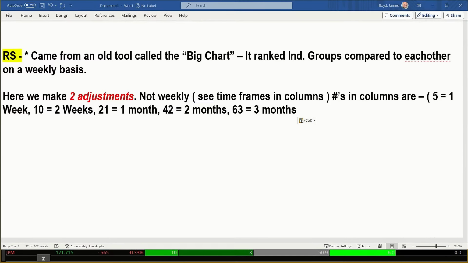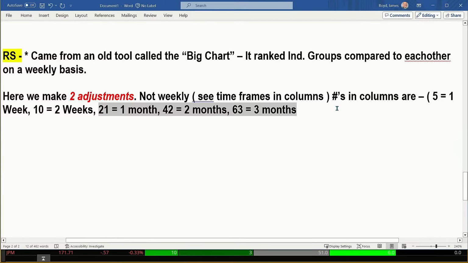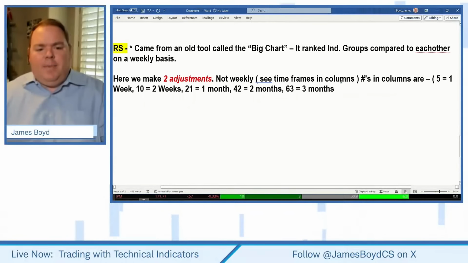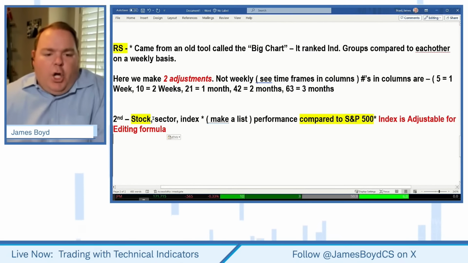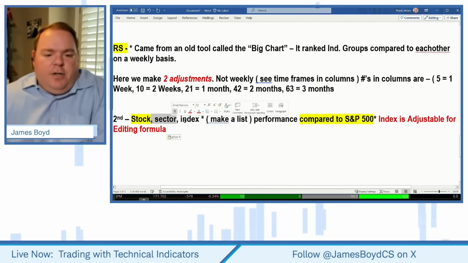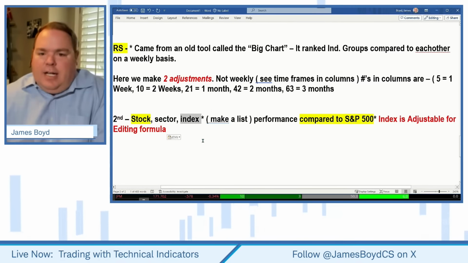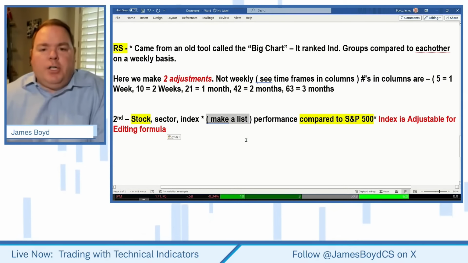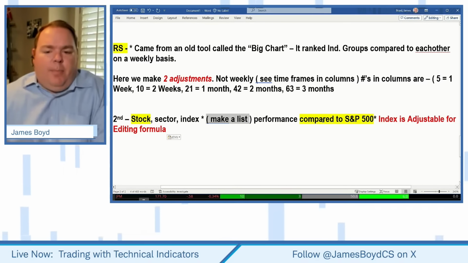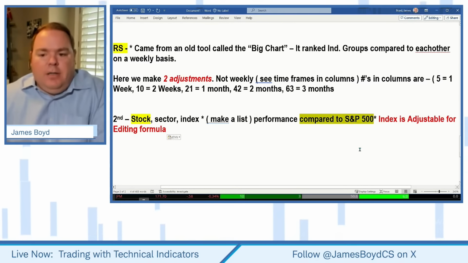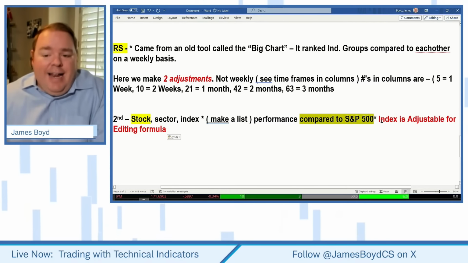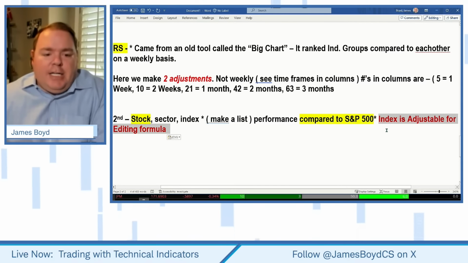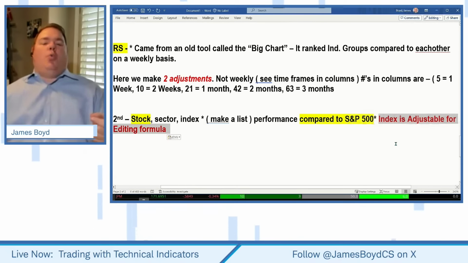Fair enough, okay? Now, the biggest thing is this list that we have, it could be stock-based. You can make a list of sectors. You can make a list of an index. It's up to you. You can make a list yourself. And what it will do is rank the stocks compared to the S&P 500. Now, that index can be adjusted for the index you want to see.